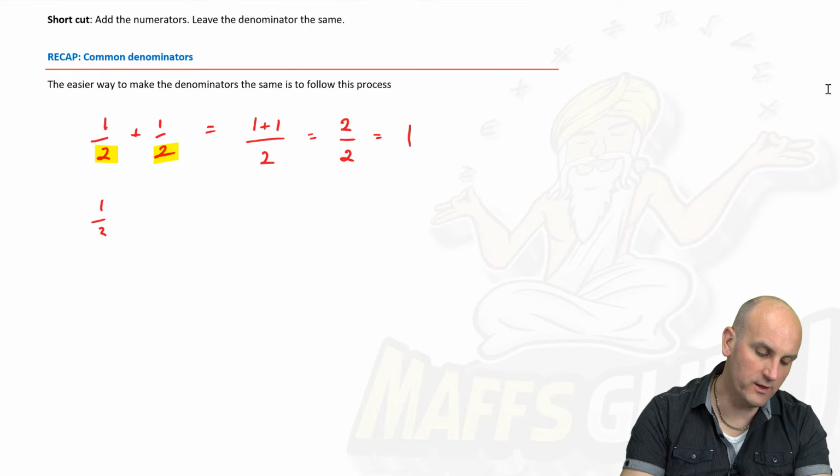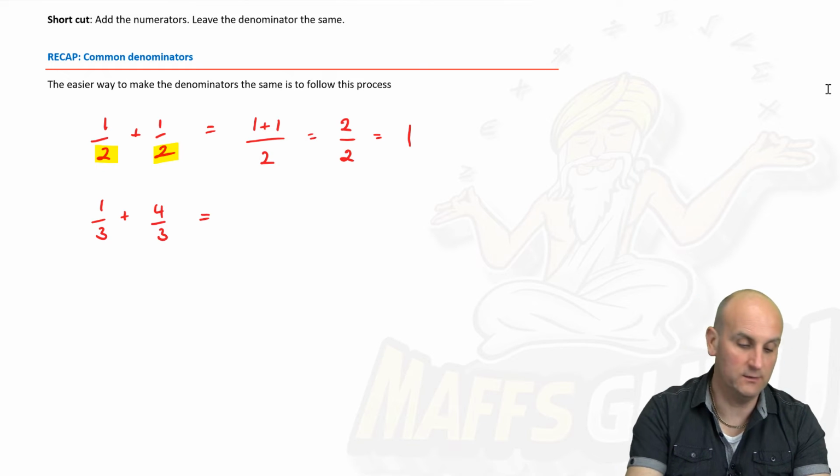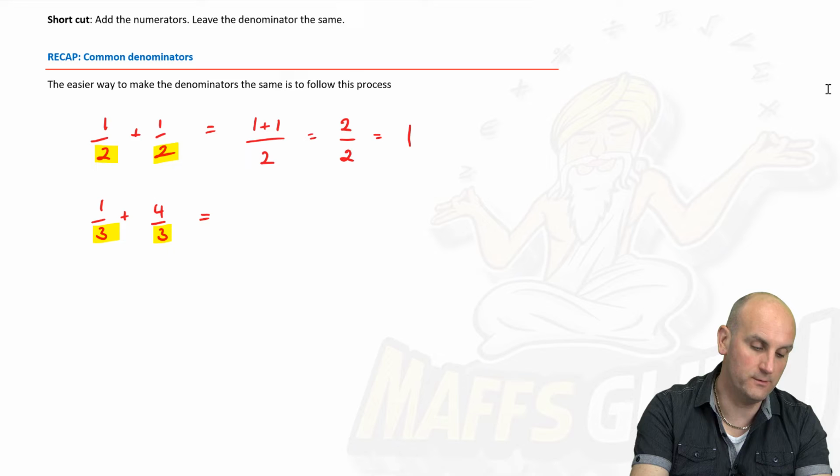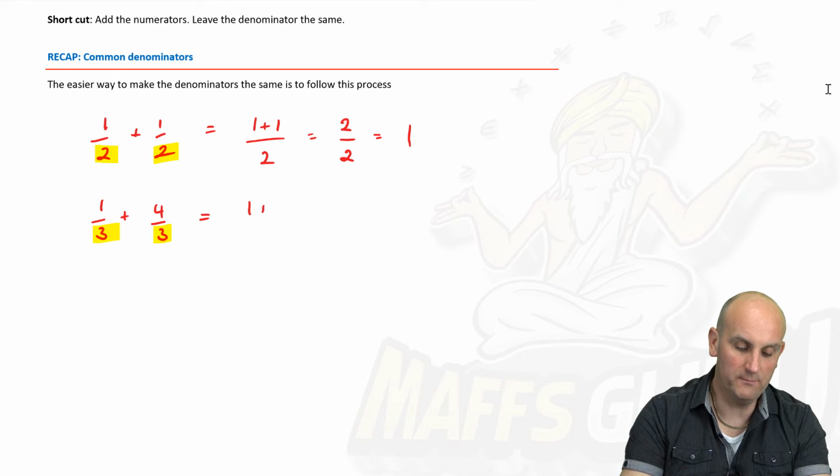What about 1/3 plus 4/3? Can we do that? Absolutely. The bottoms are the same. The denominators are the same. So I can do 1 plus 4 on the top. The denominator stays the same, and that becomes 5 on 3.